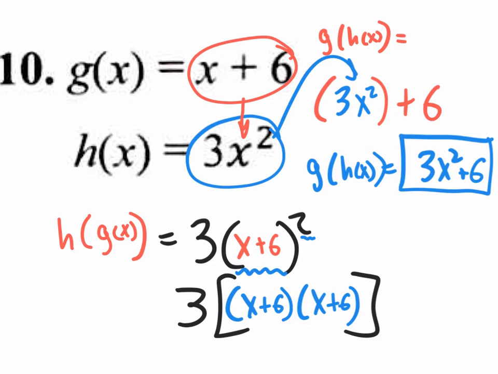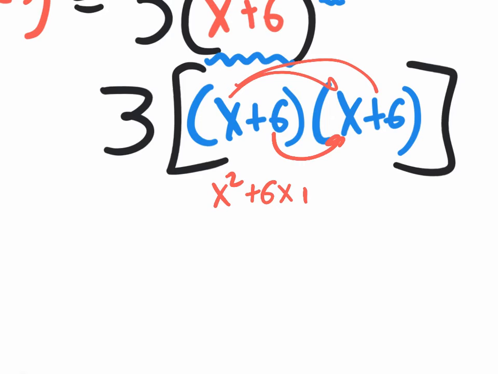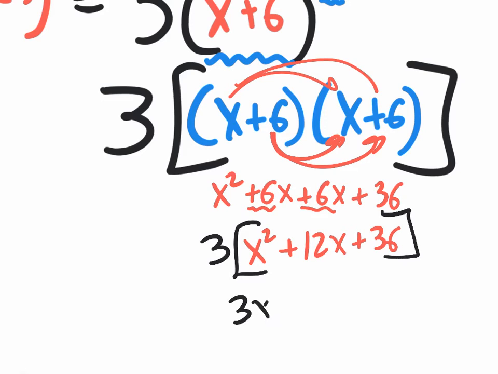So let's first begin with the binomial times the binomial. So we're going to have x times x, that's x squared. X times 6, that's 6x. 6 times x is another 6x. And 6 times 6 is 36. Combine the middle terms, you'll get 12 of those x's. And we still need to distribute the 3 to get a final answer. So the final answer will be 3x squared plus 36x plus 108.